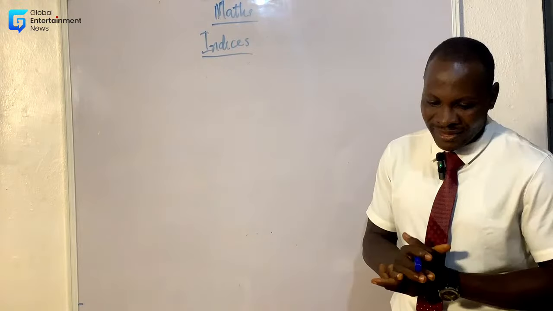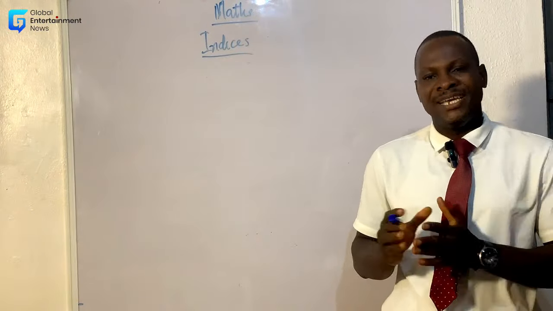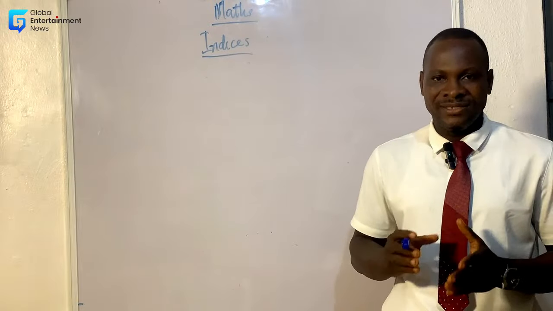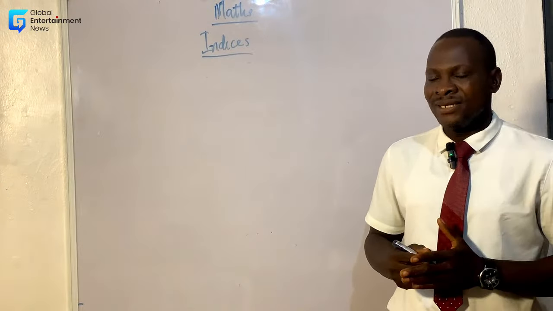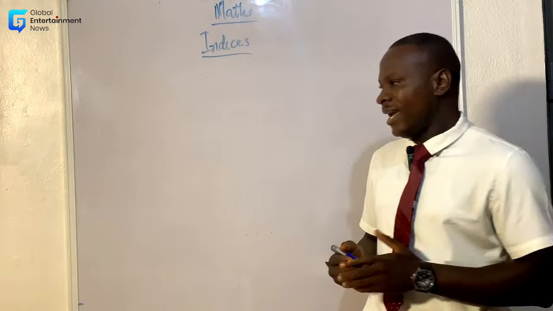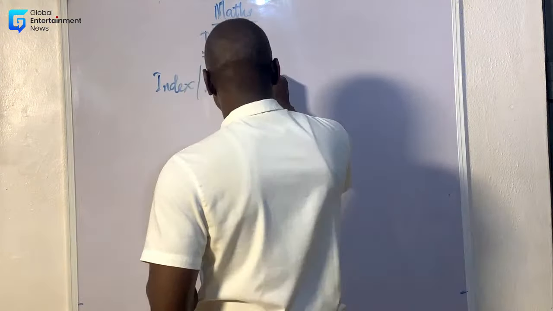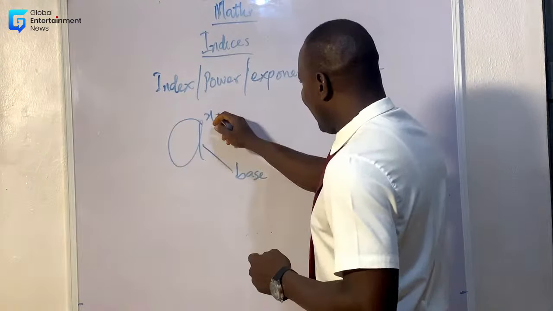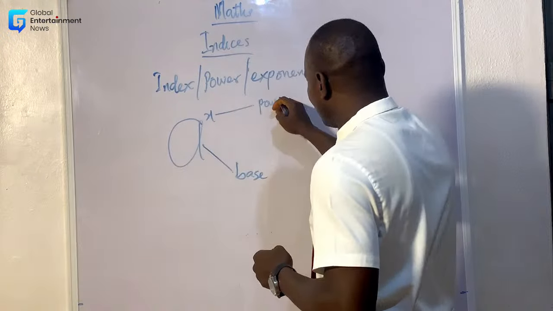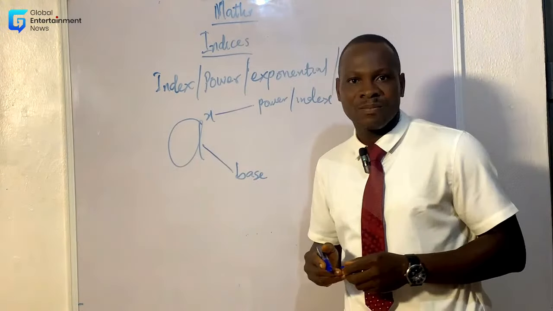Indices, the definition, is a plural form of the word index. And when we're talking about index, another name for the word index is called exponent. If you are given something like this, y^x, x is called power or index in mathematics.